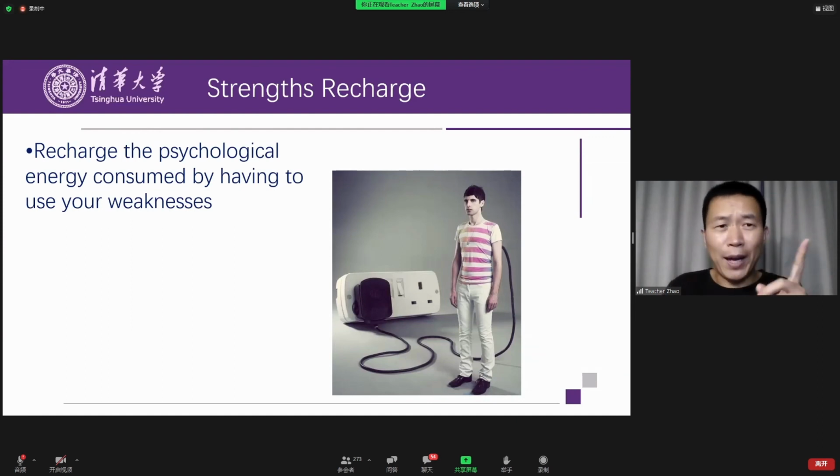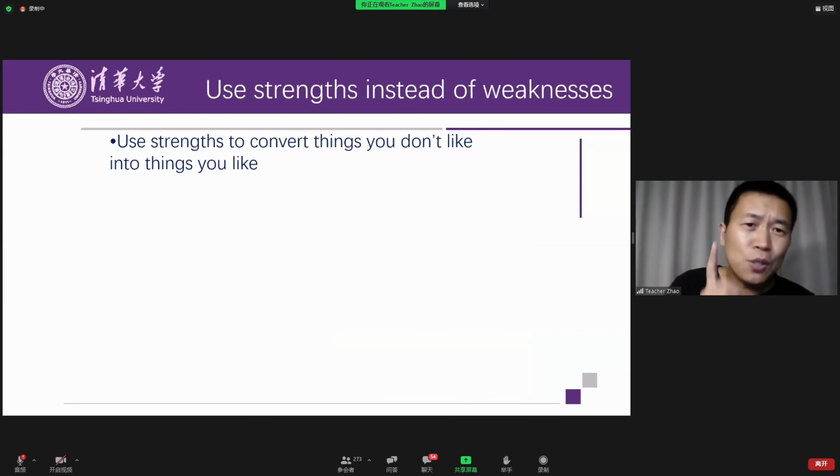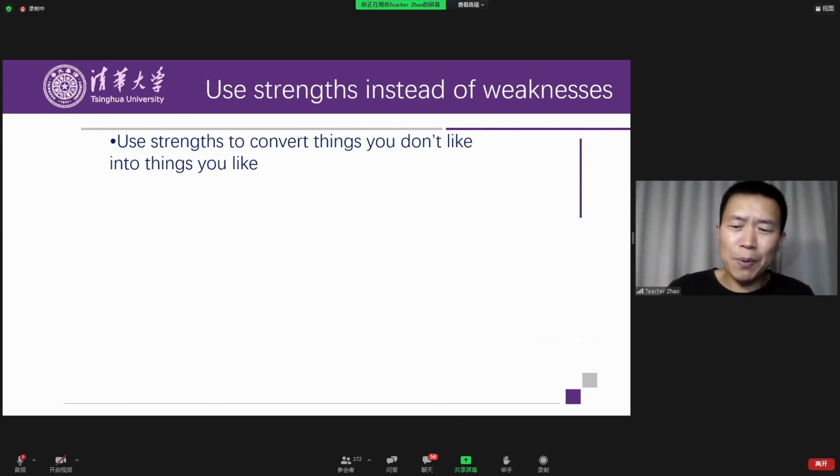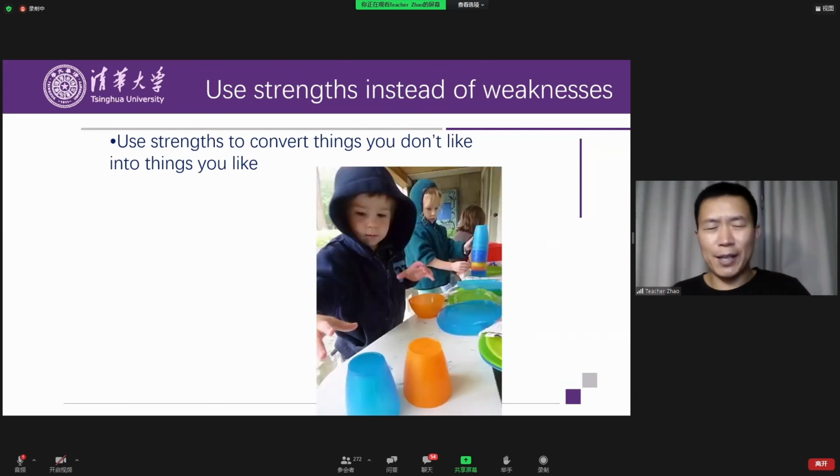But a better way to change the things you don't like is to use strength. Find opportunities to use your strength in things you hate. For example, washing dishes. This is an example that Martin Seligman gave us. He had many children, and washing dishes is a problem in his family. He asked his children to wash dishes, but children don't like washing dishes. So he measured their strengths, and he found that one of his boys has a strength of leadership. So he said, okay, let's have a dishwashing team. And you, the boy, are the team leader.